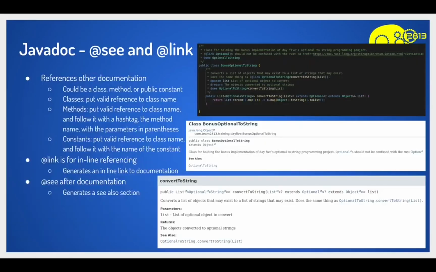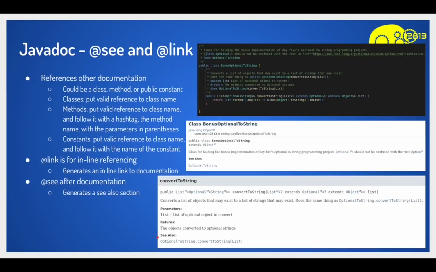If you want to see what JavaDoc looks like in web page form, it's something like this. You can also use @see or @link to reference other documentation of classes, methods, or public constants. For classes, like over here, you just put the class name. For methods, you put your class name, your method, and then any parameters that go with it. And for constants, you just put a class name and then the constant. @link is for inline referencing, which means you can write it within the description, while @see goes after the documentation and creates a See Also section, which will have all your different information on there.